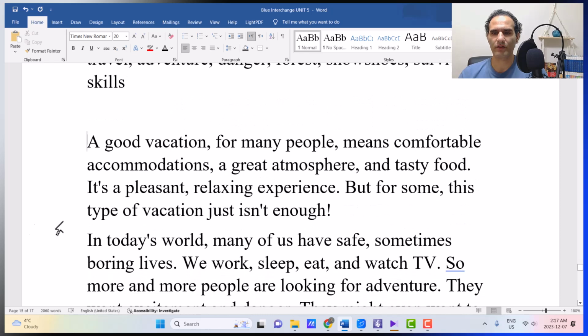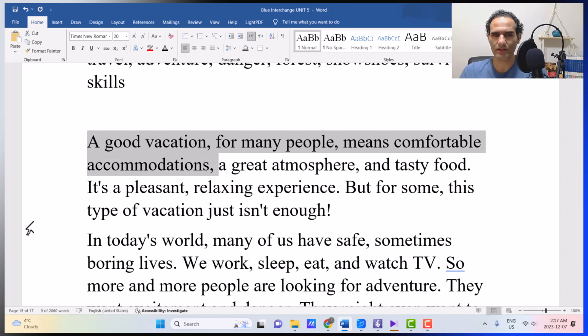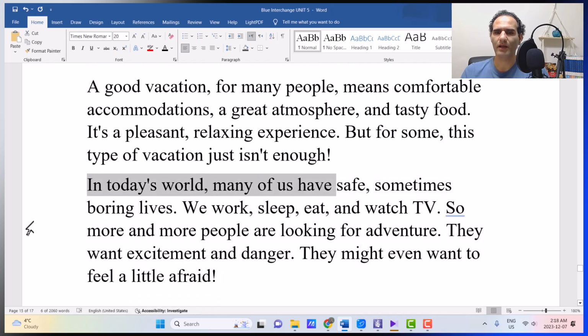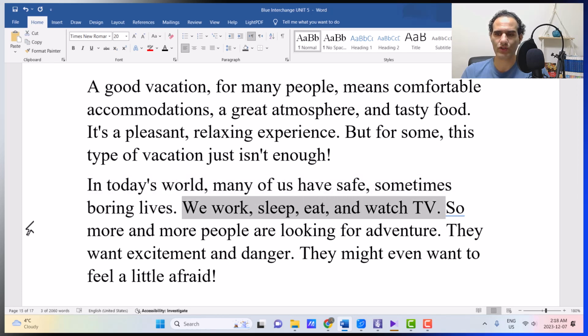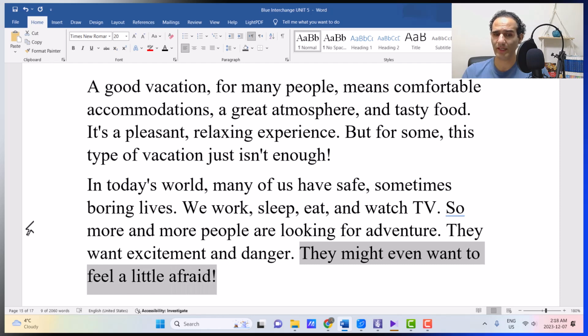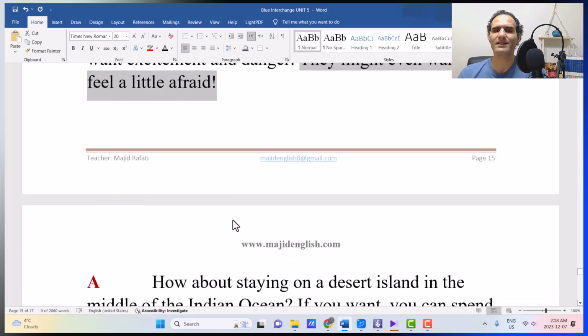It's not going to be a very difficult reading, but a good vacation for many people means comfortable accommodations, a great atmosphere, and tasty food. It's a pleasant, relaxing experience, but for some, this type of vacation just isn't enough. In today's world, many of us have safe, sometimes boring lives. We work, sleep, eat, and watch TV. So, more and more people are looking for adventure. They want excitement and danger. They might even want to feel a little afraid. Okay, so introduction is setting the scene for us.